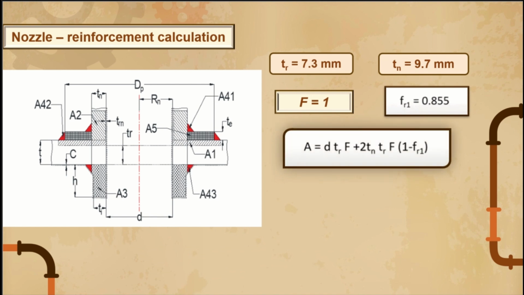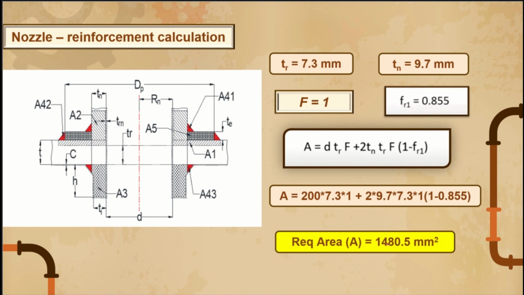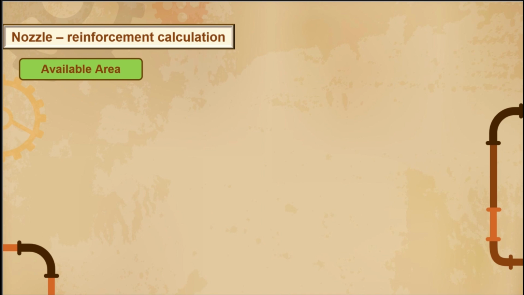So this is the formula given in the code for required area for reinforcement. If you substitute your values, you will get the required area as 1480.5 mm square. So this is the required area for reinforcement. Let's try to find out what is the available area. What is the available area in our shell or nozzle section?